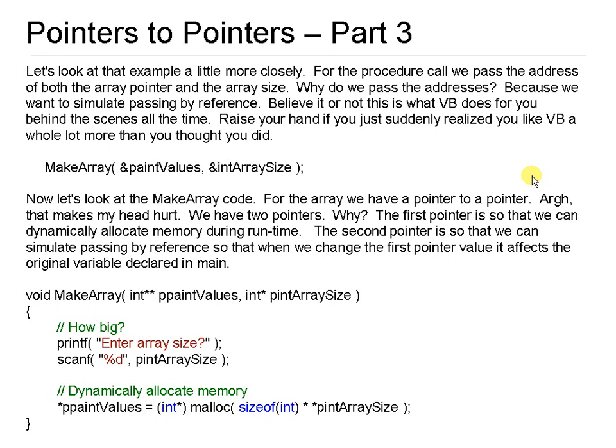Now let's look at the makeArray code. For the array, we have a pointer to a pointer. Arg! That hurts my head. Now, we have two pointers. Why? The first pointer is so that we can dynamically allocate memory during runtime. Remember, malloc returns a pointer. Okay, that's why we have our first pointer. The second pointer is so that we can simulate passing by reference, so that when we change the first pointer value, it affects the original variable declared in main.